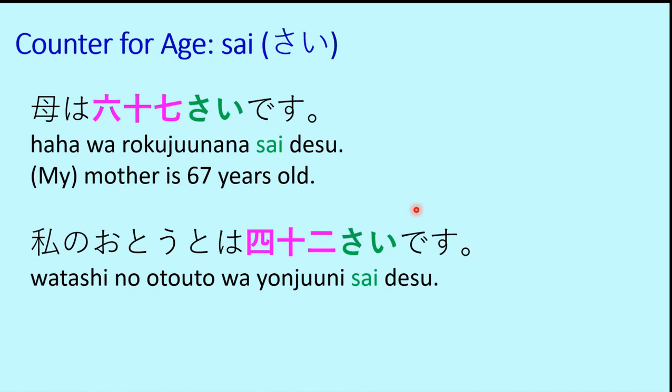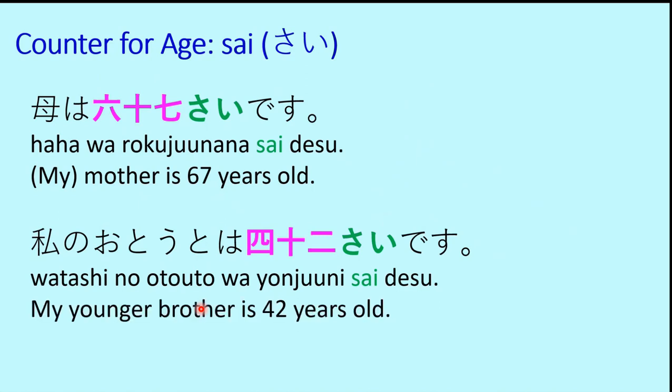Watashi no ototo wa 42 sai desu. Ototo, you might remember. So, haha, ototo, all these we have done when we discussed my family. Watashi no ototo wa 42 sai desu means my younger brother is 42 years old. Ototo means younger brother. This is 42, 42 sai desu. Watashi no ototo wa 42 sai desu.